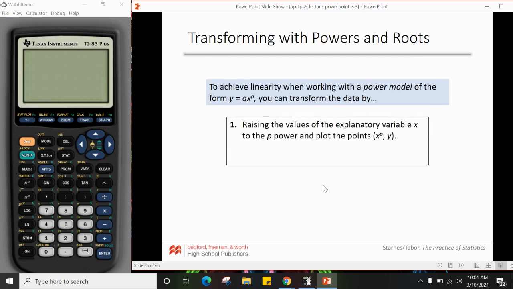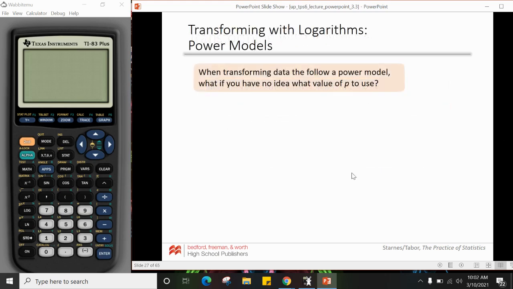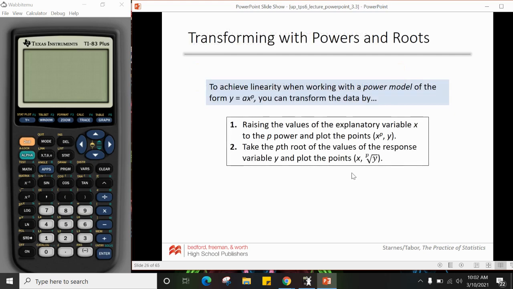So if you notice this is a power function, you could either raise the values of the explanatory variable, the x to the p power, and plot those, or you could take the pth root of the values of the response variable y and plot that. So you can either do x to the p comma y or x comma p root y. So that's powers and roots. That's one option, either the power or the root.